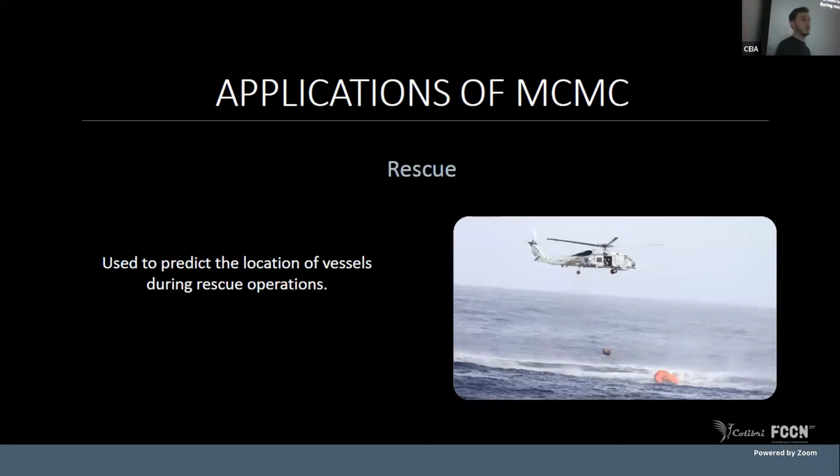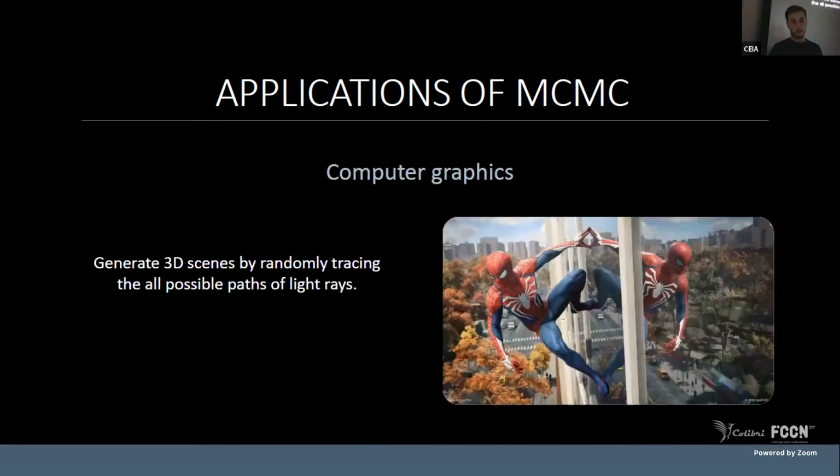For rescue operations, actually, the USA Navy uses these actual MCMC methods to predict the location of vessels. So let's say you have a lost vessel somewhere in the sea, and they can make their search operation and rescue operation more efficient by using these methods to locate the said vehicles. For computer graphics, you can make graphics better and better by using MCMC methods. So basically just trace all the possible directions of light rays using these methods, and you can actually improve graphics.